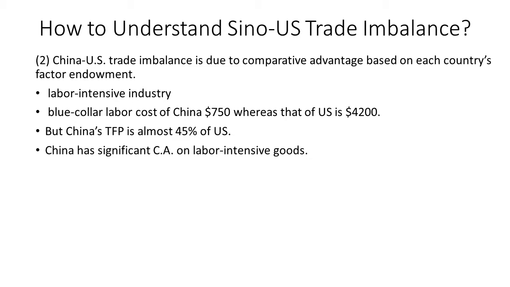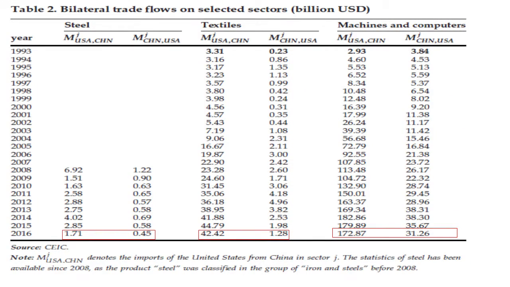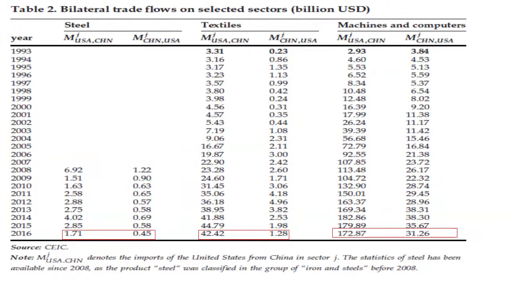Why is that? Because this is based on comparative advantage, based on two countries' factor endowments. If we look at the trade structure, we can see that indeed there are two important industries. Number one is textile. Number two is machinery and transport equipment. From the table, you see that for textile, the trade surplus is huge. And the reason is that textile is a labor-intensive industry.